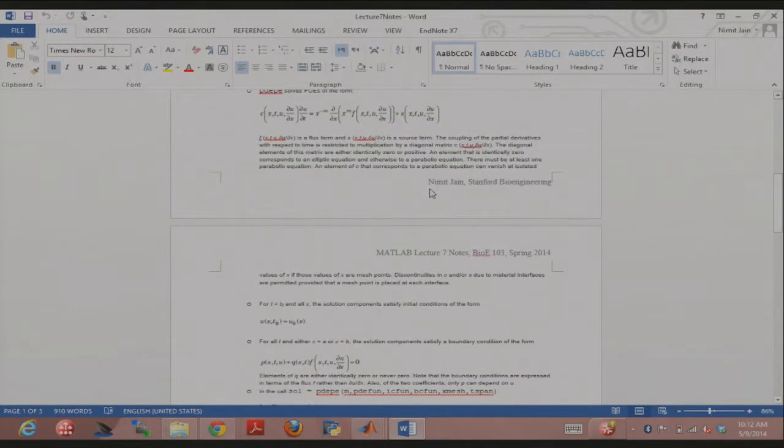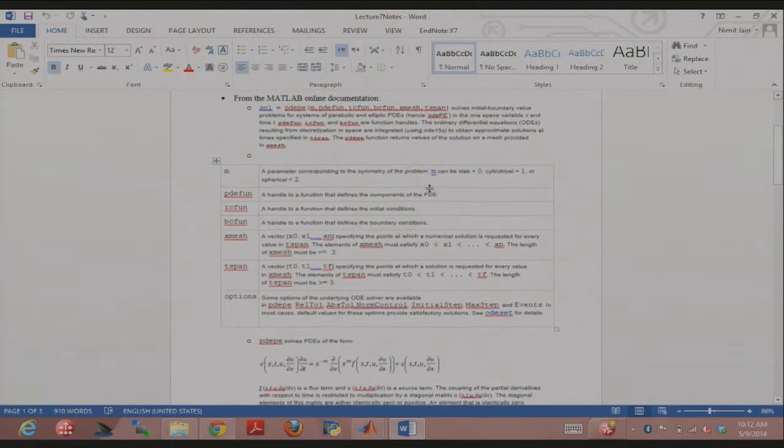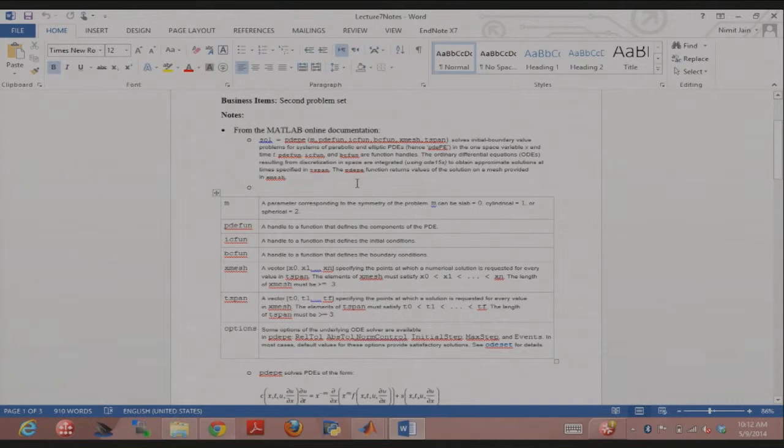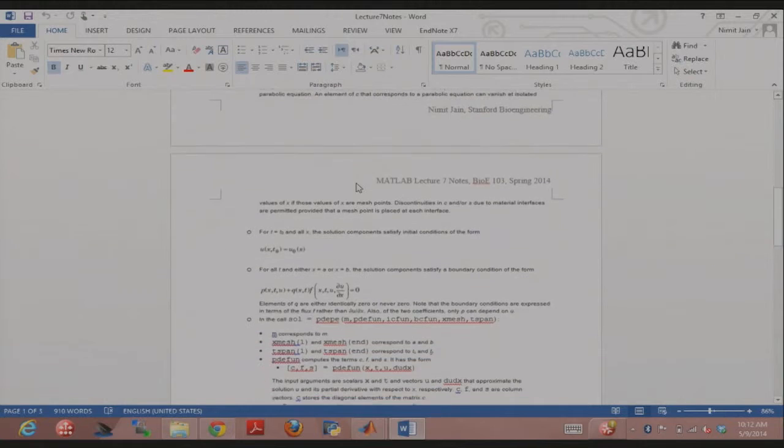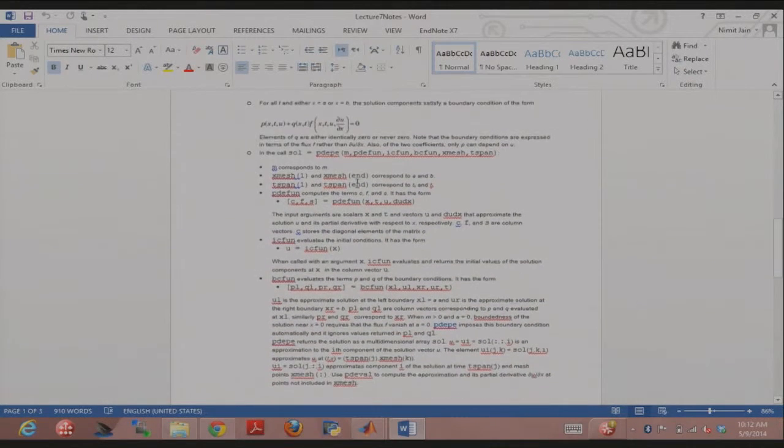Okay, so let's talk about some other functions involved in this. We talked about PDE-FUN, which outputs C, F, S. We talked about M. Let's talk about IC-FUN. That's just giving you initial values, okay? And so this function looks something like, actually I have it here.